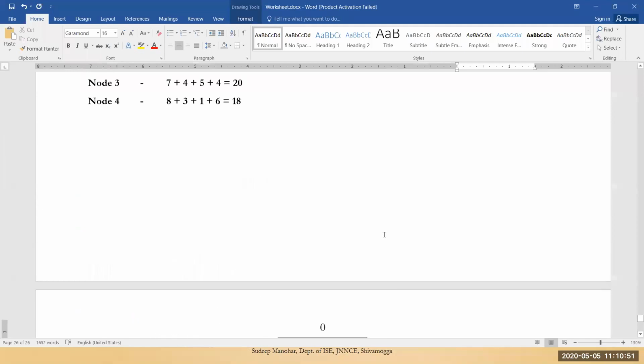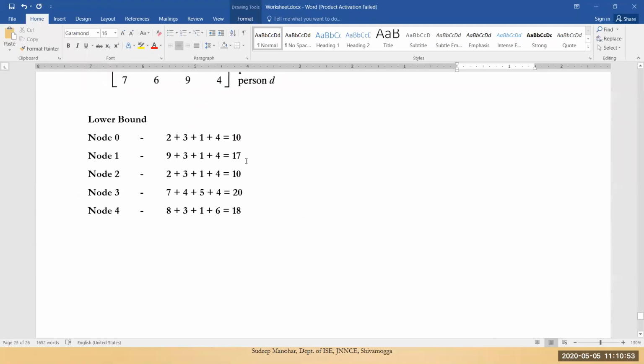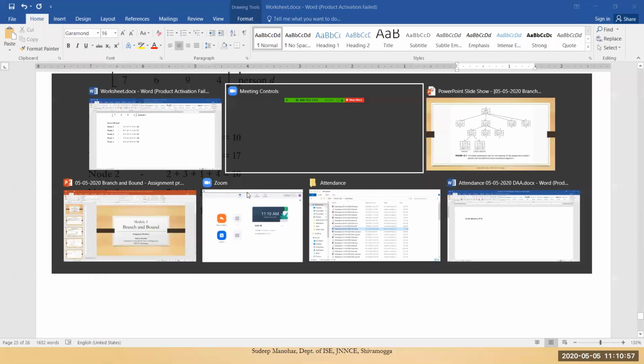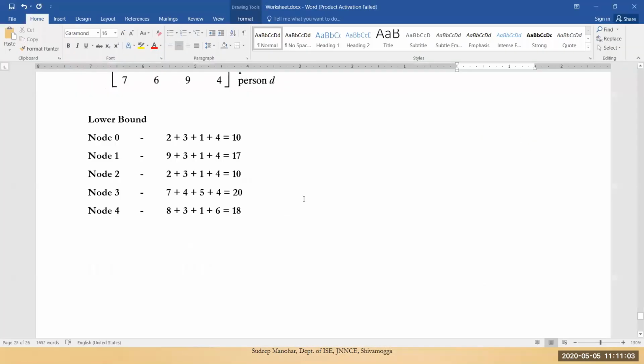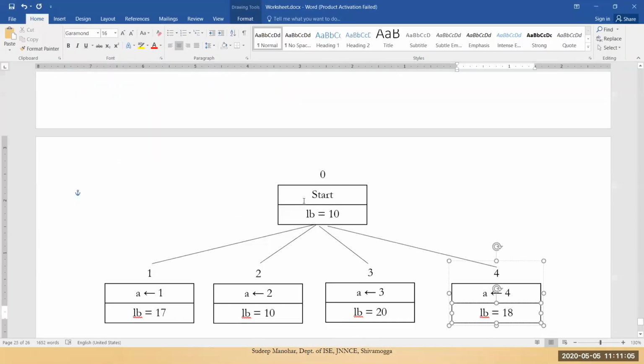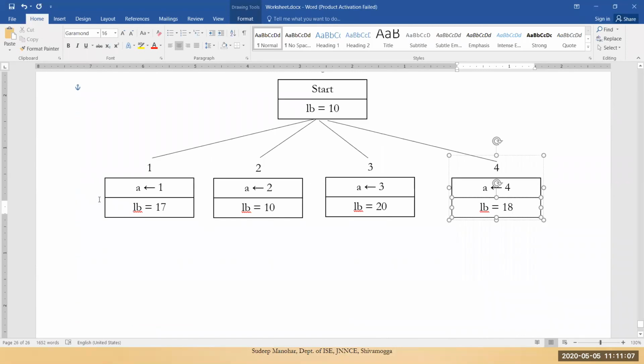Now we have calculated for person A with all 4 options. We have got 17, 10, 20, and 18. I'll once verify that. 17, 10, 20, and 18. Yes, it is correct. Next. Now what we are supposed to do. So this is the completion of the first level, level number 1.